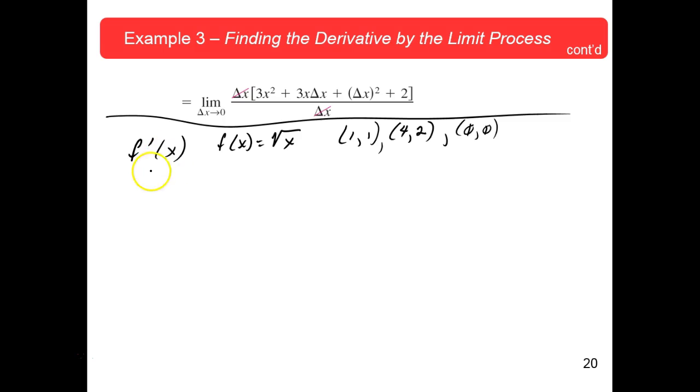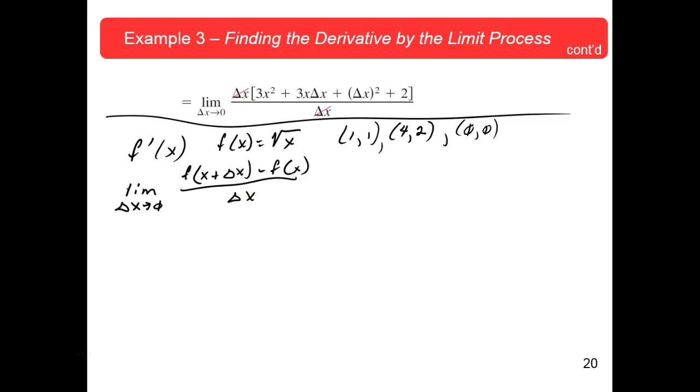And what's the definition? For right now, it starts with those 3 little letters. The limit, as delta x is approaching 0, of f of x plus delta x, our favorite, minus f of x, divided by delta x. Okay, that's what it is.